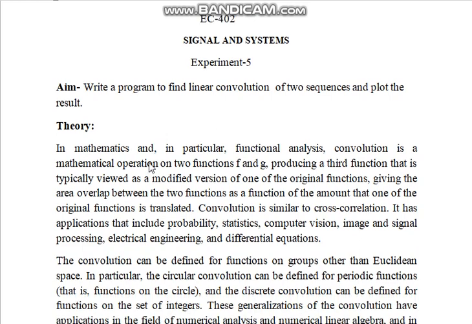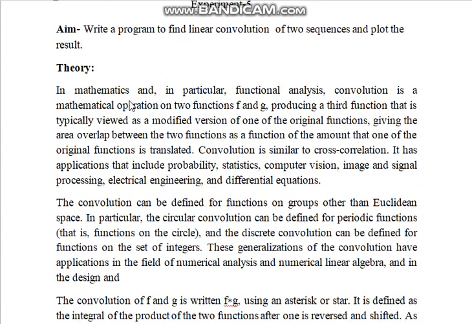We know that convolution is a mathematical process in which we take two signals and perform the mathematical convolution. So we will discuss the convolution. In mathematics, in particular functional analysis, convolution is a mathematical operation on two functions, let them be f and g, producing a third function that is typically viewed as a modified version of one of the original functions, giving the area overlap between the two functions as a function of the amount that one of the original functions is translated. It is similar to cross correlation, which means that we have two different signals, and when we perform the convolution between the two signals, it gives the common area between the two signals.